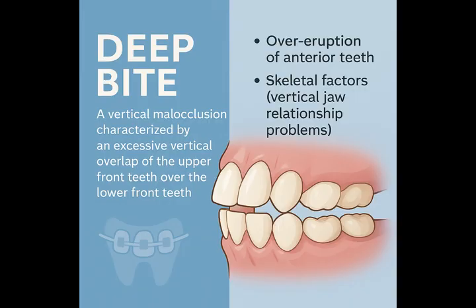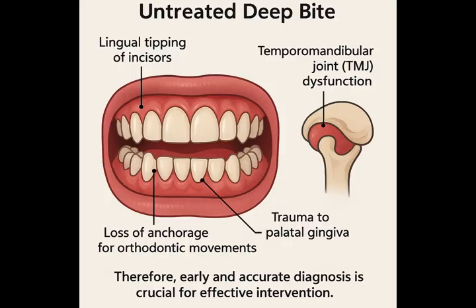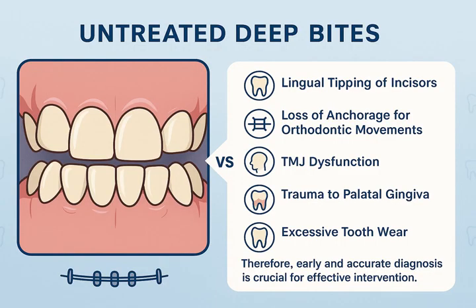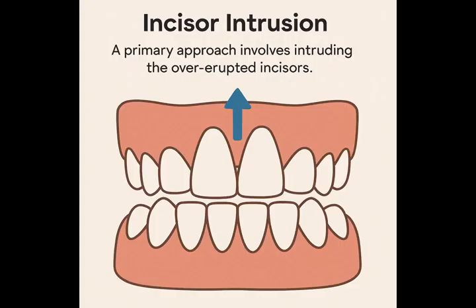vertical jaw relationship problems. Untreated deep bites can lead to a range of issues, including lingual tipping of incisors, loss of anchorage for orthodontic movements, temporomandibular joint, TMJ, dysfunction, trauma to the palatal gingiva, and excessive tooth wear. Therefore, early and accurate diagnosis is crucial for effective intervention. Several methods are employed for deep bite correction, often tailored to the patient's age and the underlying cause.